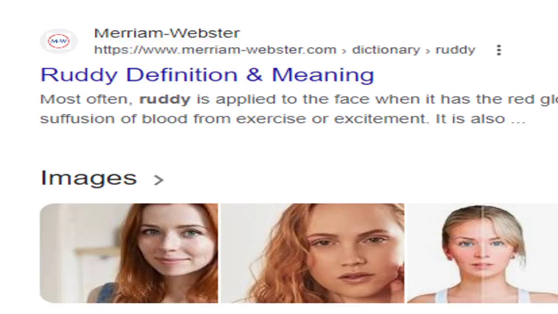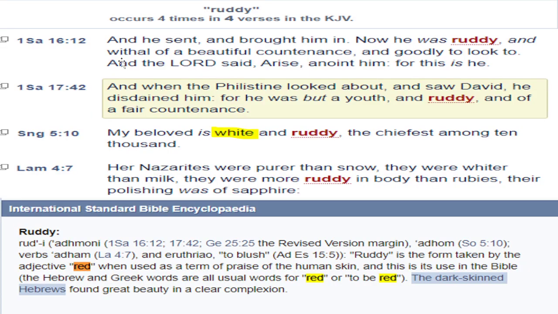Now let's touch on this word ruddy. Is ruddy talking about a so-called Caucasian ginger? No, it is not. Right, and the word ruddy is used four times in the King James Version. Ruddy, it's talking about red, but it's talking about brownish red. We'll touch on that in a minute. It says, the dark-skinned Hebrews found great beauty in a clear complexion. So even there, he says the dark-skinned Hebrews. The Hebrews were dark-skinned, and they found beauty in a clear complexion.